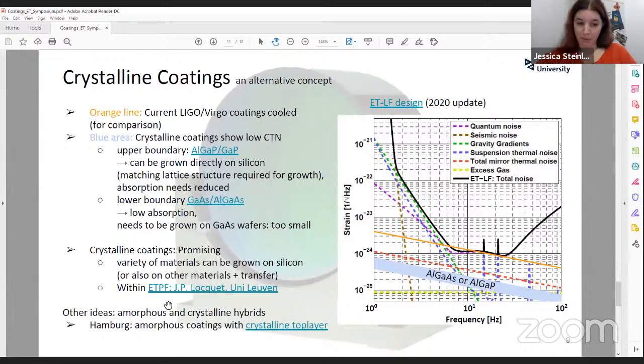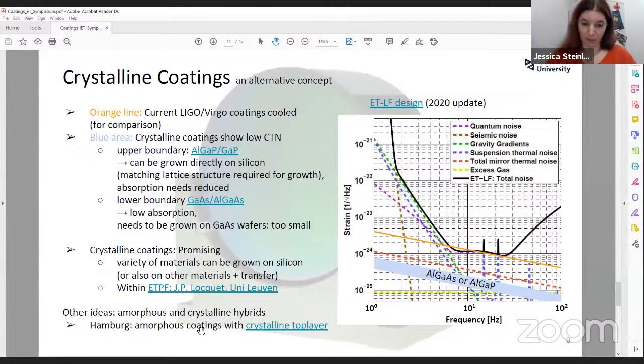And within ET Pathfinder, for example, there's quite a large work package concentrating on developing new crystalline materials that will happen at Leuven University. And we hope that we can test a few new interesting crystalline materials in ET Pathfinder. And also other options are around.